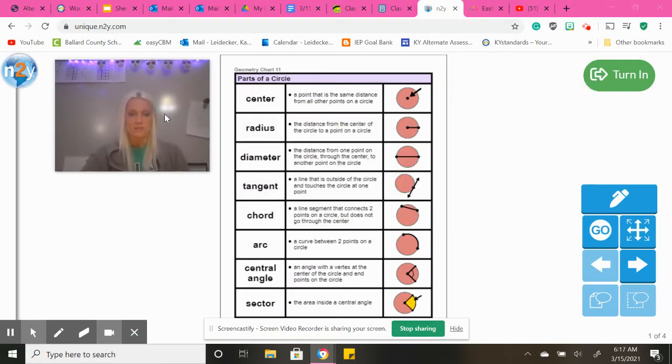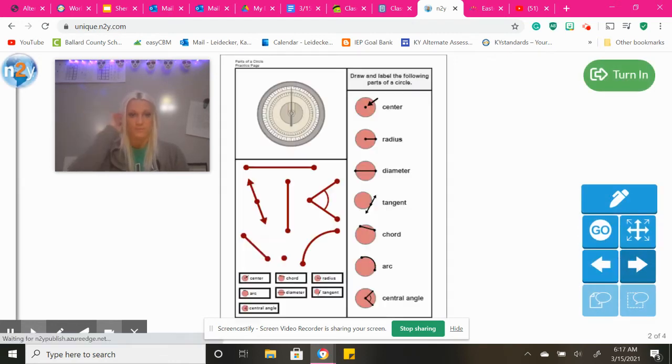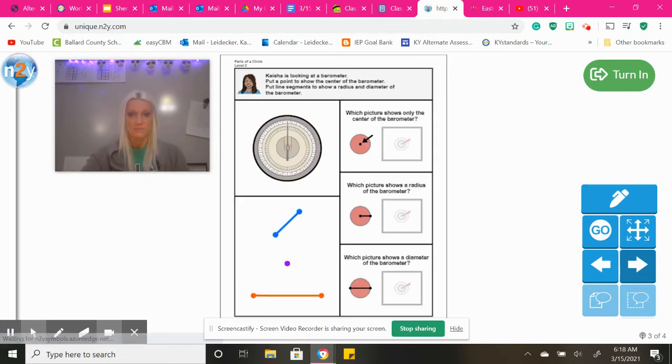Okay, so here it talks about the different parts of a circle. So I would click through these. There's your vocabulary for math today. And then it just has you labeling these things. So draw and label the parts of a circle. So the center. So you all are just putting these parts of the circle, and that is the center. Okay. So you all complete the vocabulary for that.